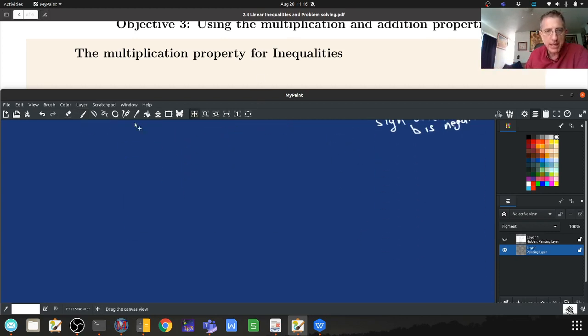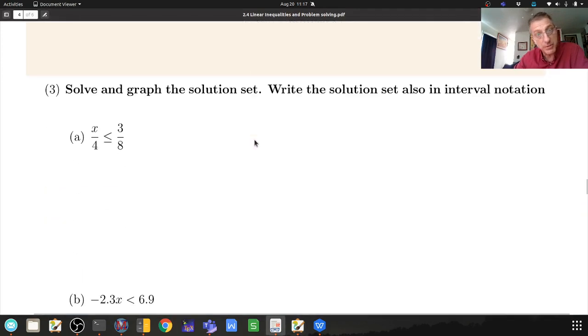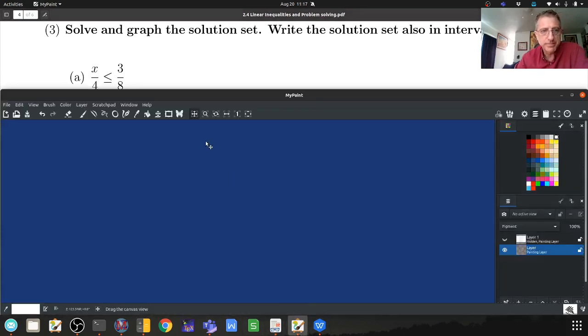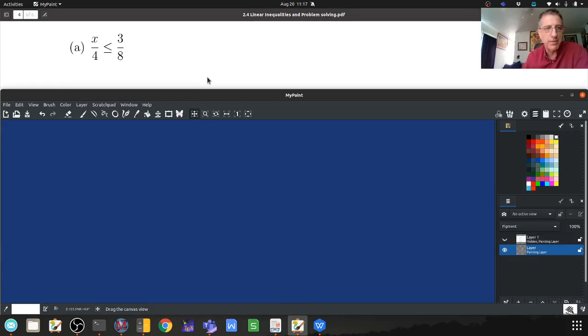And I'm anticipating some questions. If my original sign is less than, its flip is greater than. If my original sign is less than or equal to, its flip is greater than or equal to. So let's just use some examples, and it's really not that bad. It's just something you have to remember. Makes complete sense though. Oh good, we have one with fractions. Super simple fraction. Nothing hard about this at all.